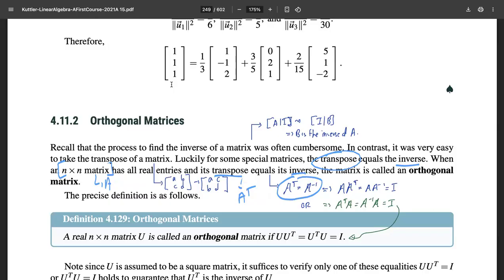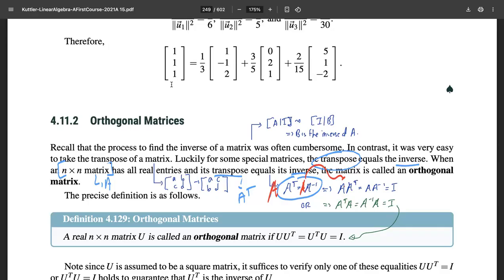I can multiply the expression on the left and on the right with A on the right side. That would give me A times A transpose equal to A times A inverse. A times A inverse, by definition of inverse matrices, is just the identity.